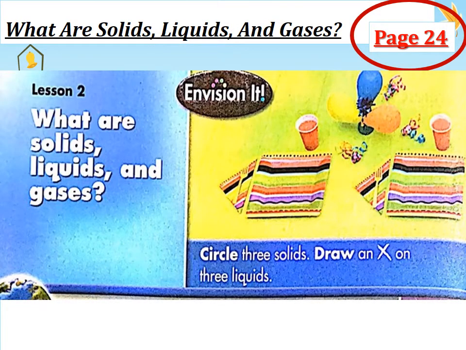Now, let's begin with our lesson for this week. Say, what are solids, liquids, and gases? Okay, now, let's stop for a while. Let's focus on Envision It. Are you ready? We have here the instructions given. Circle 3 solids. Draw an X on 3 liquids. Are you ready? Remember, kids, everything shown in the picture on page 224 and page 225 are all matter and can be described by its properties. Solid, liquid, and gas are properties of matter too.